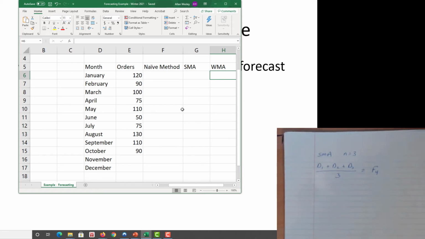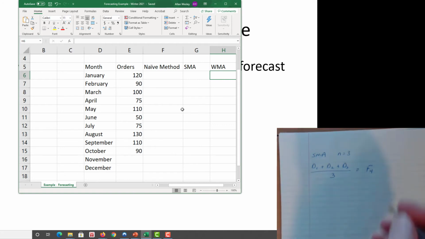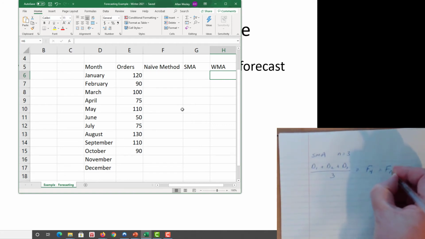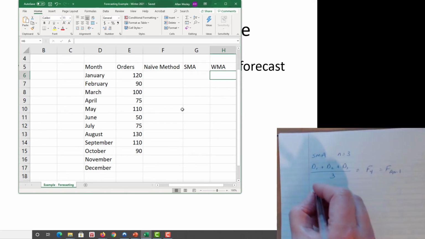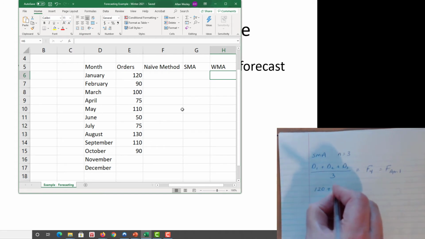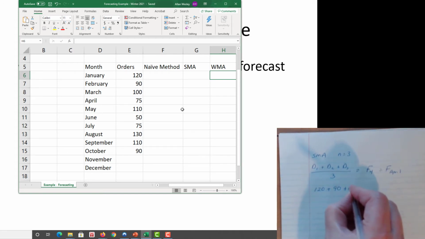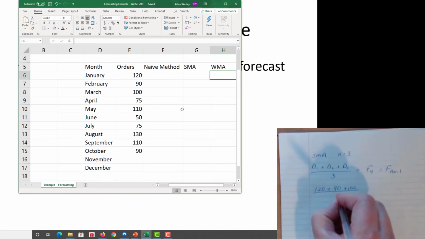I know, when you say that out loud, it sounds like, okay, are you being patronizing, Alan? What's going on here? No, I'm not being patronizing. I'm just trying to keep the subscript straight. Okay, so we can make the forecast for period 4, which in this case is period 1 is January, period 2 is February, period 3 is March, and so period 4 would be the forecast for April. Okay, so we would look at January, which is 120, plus 90, plus 100, all divided by 3.